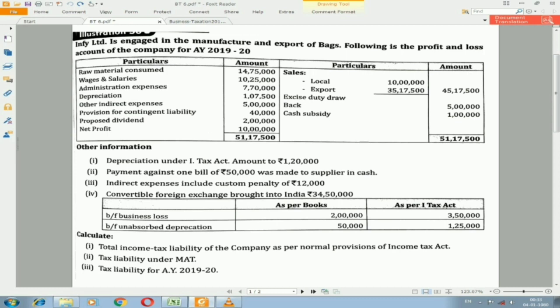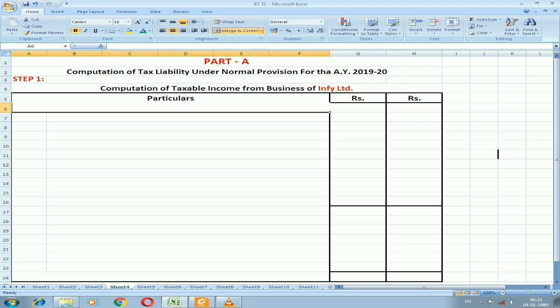First, let us find out how much tax they need to pay under normal provision. In order to find out tax liability under normal provision, we need to follow 3 steps. First, we need to find out income from business, then total income, then tax liability under normal provision. So in the illustration, the company name is Infi Limited for the assessment year 2019-20. So let us consider part A, that is related to normal provision.